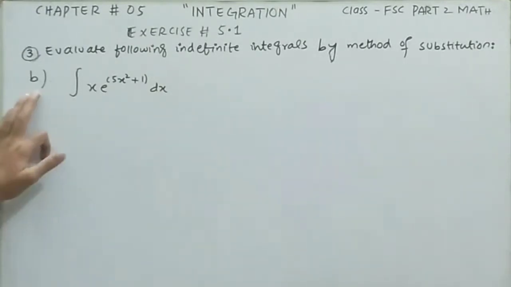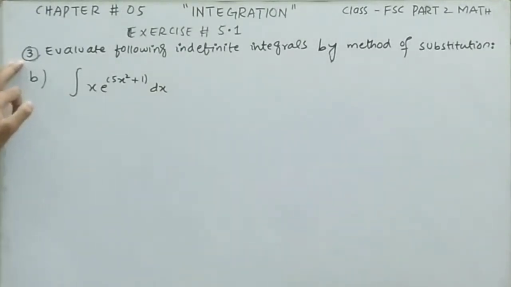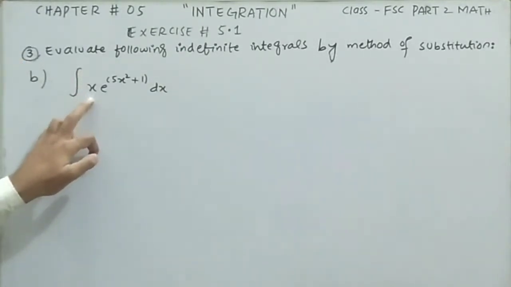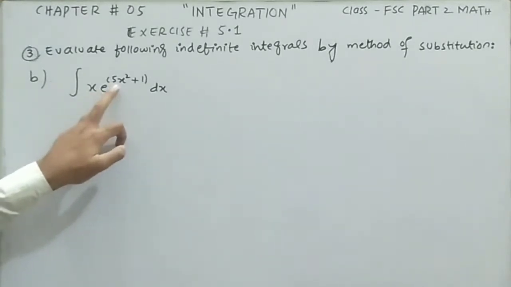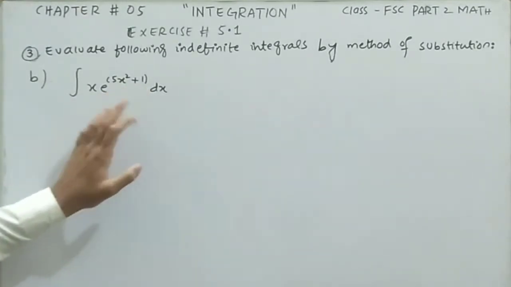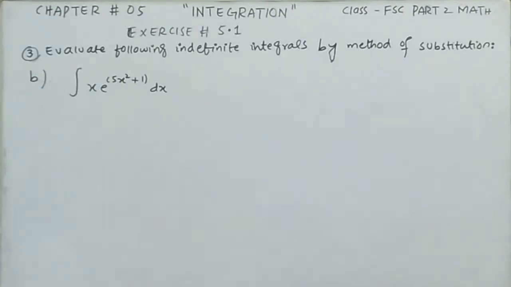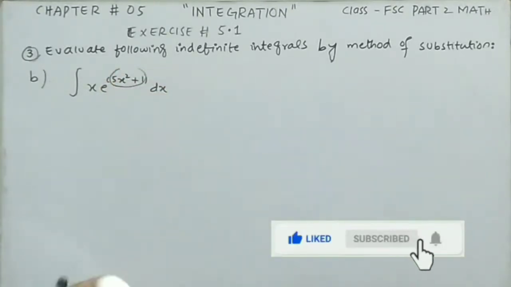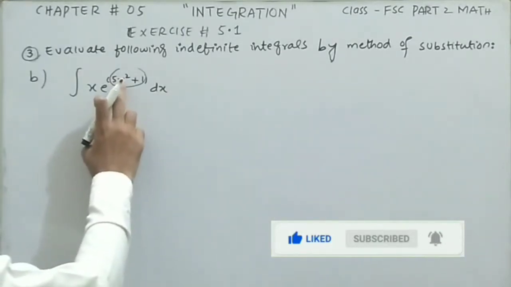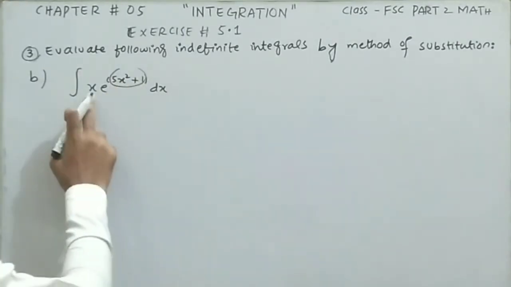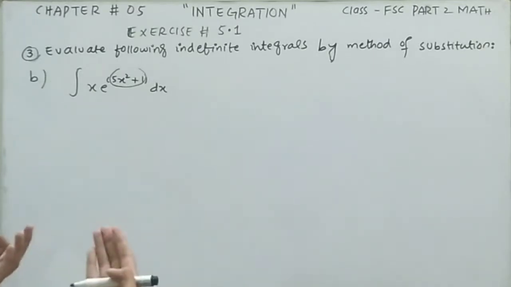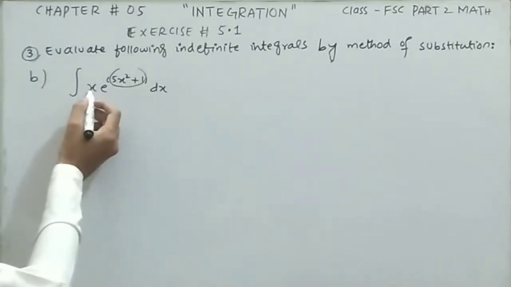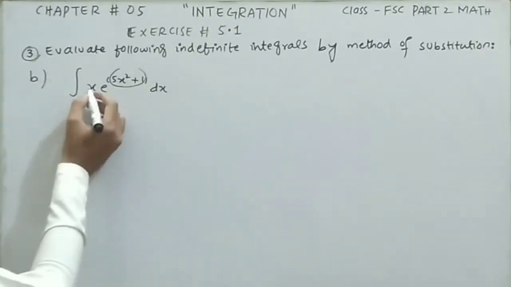Now move to the next part, part number B, related with question number 3. It tells the integral of x times exponential e power 5x square plus 1 dx. Integrate this indefinite integral by the method of substitution. So let's suppose I take 5x square plus 1 equal to some variable, so the derivative will be 10x plus 0. So over here x is present but we don't have 10. So how can we make this x into 10x? So we will just rationalize it.